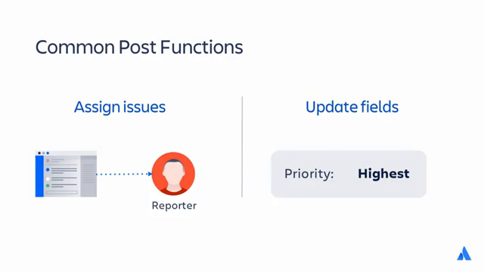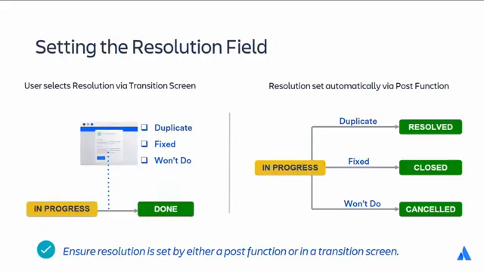Jira's Update Issue Field post function allows you to update several system fields: assignee, description, environment, priority, summary, resolution, original estimate, remaining estimate, and time spent. Several marketplace apps allow you to update custom fields. One very important system field which should be updated is the resolution field.